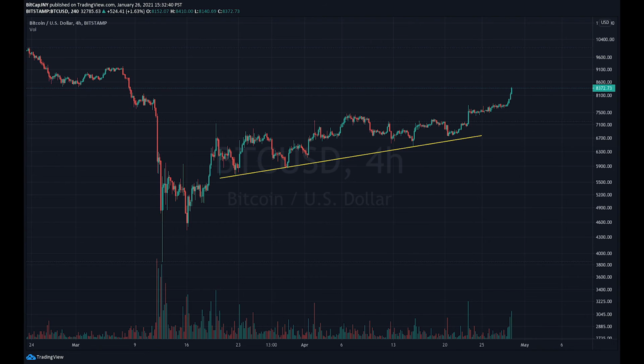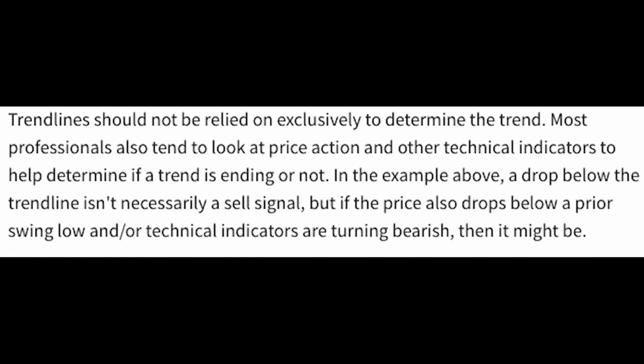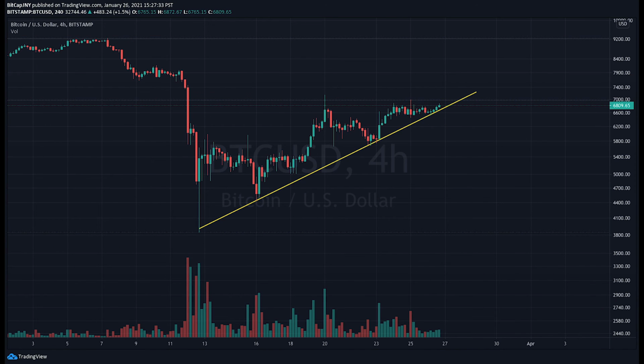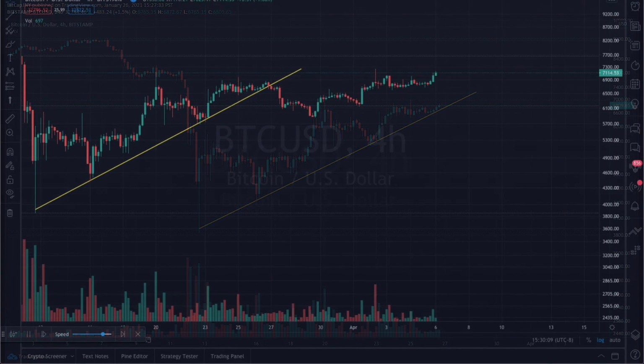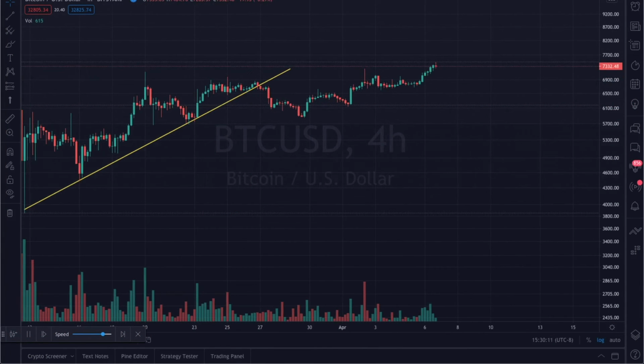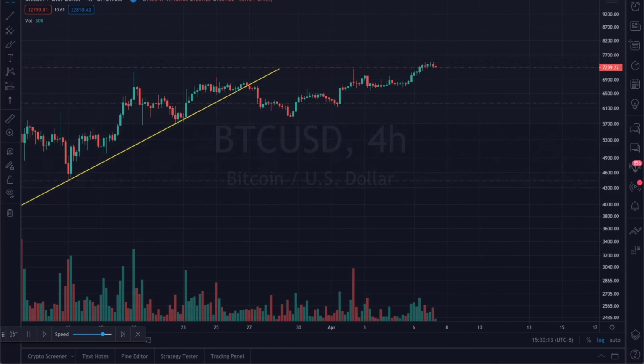Trend lines should not be relied on exclusively to determine the trend. Most professionals also tend to look at price action and other technical indicators to help determine if a trend is ending or not. In the example we talked about here, a drop below the trend line isn't necessarily a sell signal. But if the price also drops below a prior swing low and or technical indicators are turning bearish, then in fact it might be.